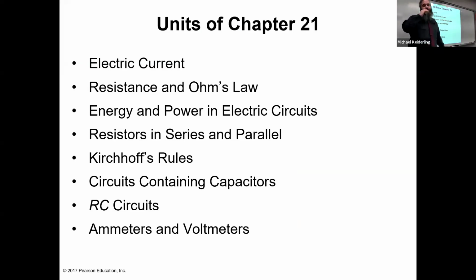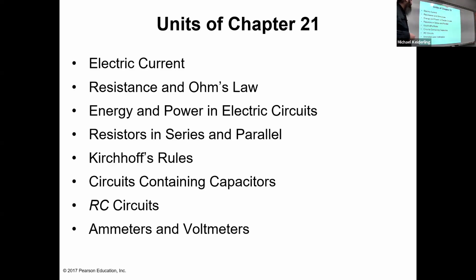Most things have a resistance. They resist the flow of electricity. That resistance for many objects can be described with Ohm's law. Then energy and power in electric circuits. We'll talk about energy and power. Then we'll talk about what happens when we have resistors, which are resistive elements, either in series or in parallel.